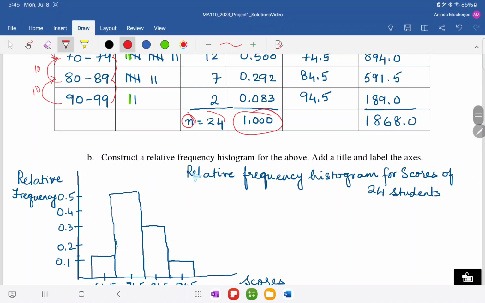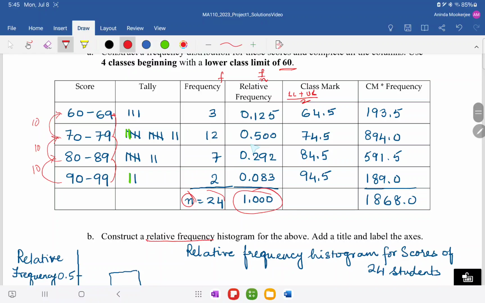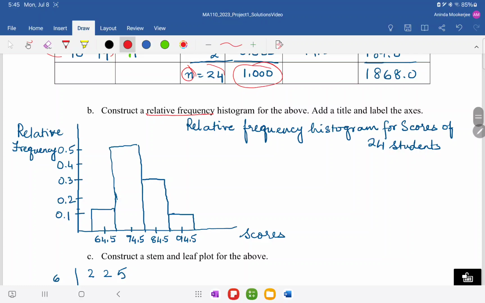Then part B says construct a relative frequency histogram, add a title and label the axis. Make sure you add a title and label both the axes. Otherwise, you may lose points because there are points assigned for that. All right, so this says relative frequency. So you're going to use the relative frequency column values in your y-axis, and over here along the x-axis, instead of showing 60 to 69, which you can do, it's not a problem, it's just that it becomes very cluttered.